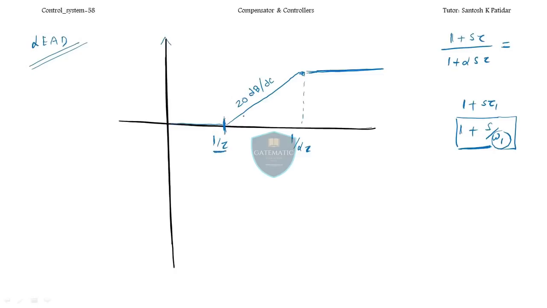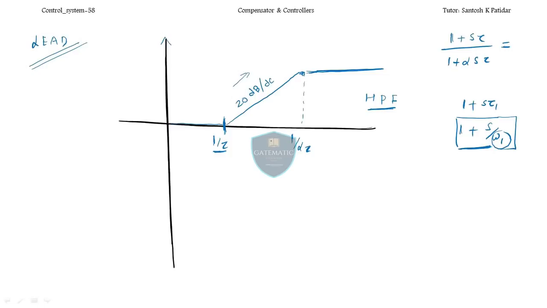So at 1 by tau you are getting a slope of 20 dB per decade, isn't it? When you add zeros: 1 zero 20 dB, 2 zeros 40 dB, 3 zeros 60 dB. For poles: 1 pole minus 20, 2 poles minus 40, 3 poles minus 60, like this, isn't it? So is this a kind of HPF or not? The characteristic of this lead compensator is just similar to the HPF.